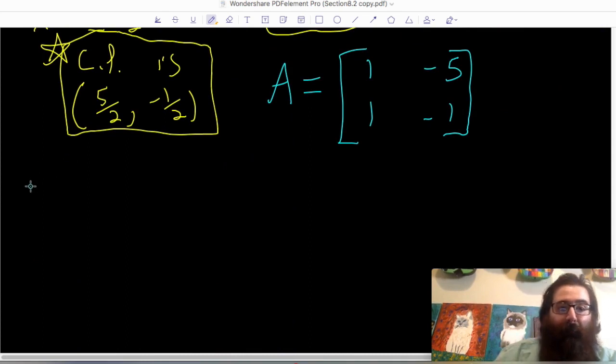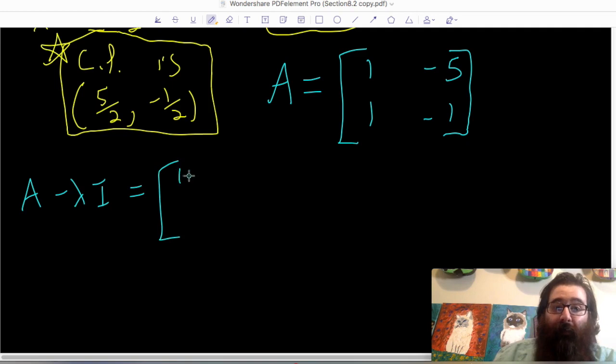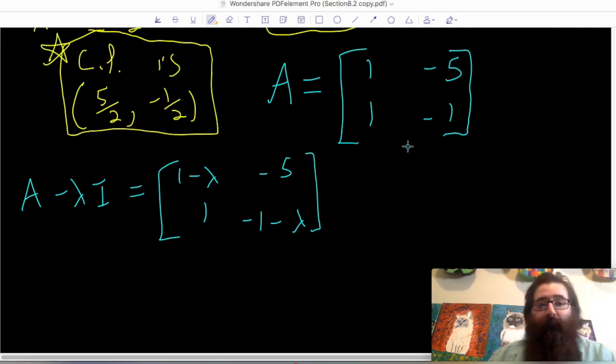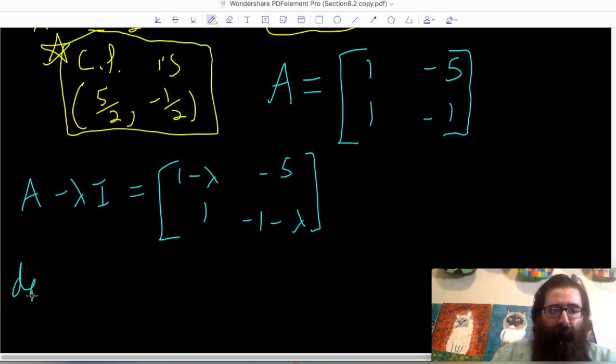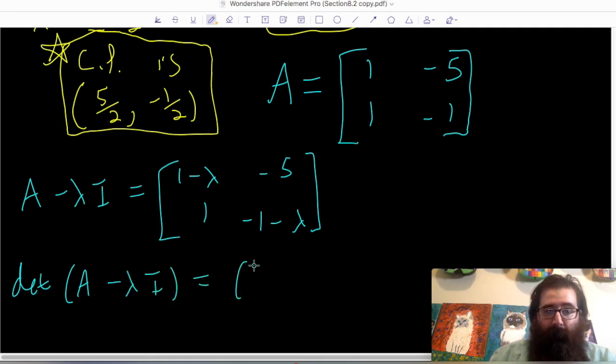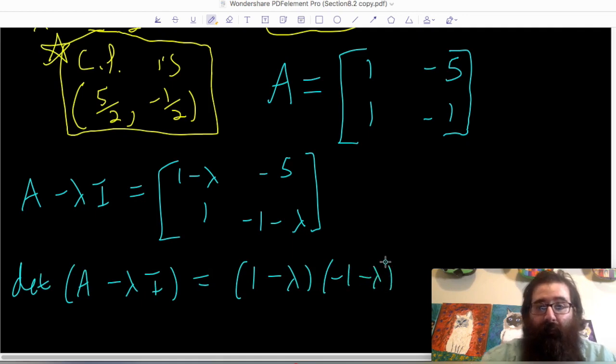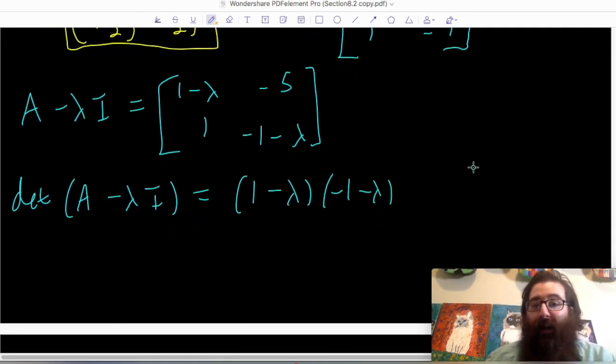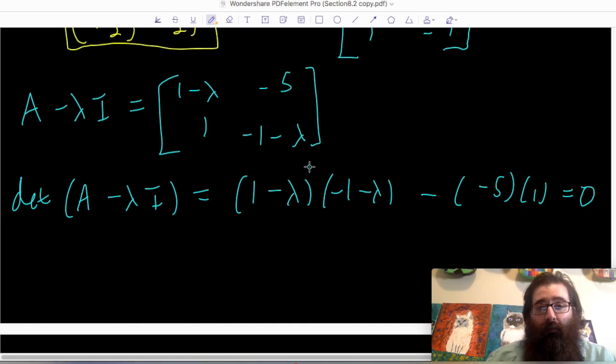And then we build A minus lambda I. So subtracting lambda on the main diagonal, keeping those other entries the same, we can now find the determinant of A minus lambda I, which is going to be 1 minus lambda times negative 1 minus lambda, minus negative 5 times 1. Set that determinant equal to 0.